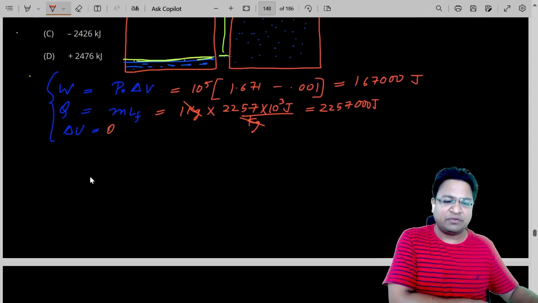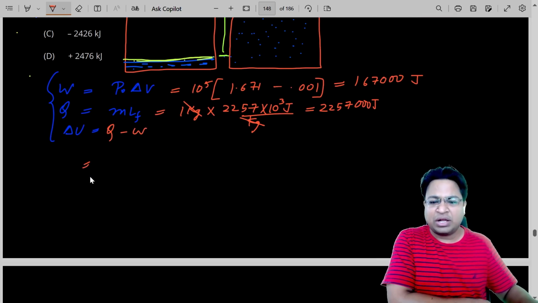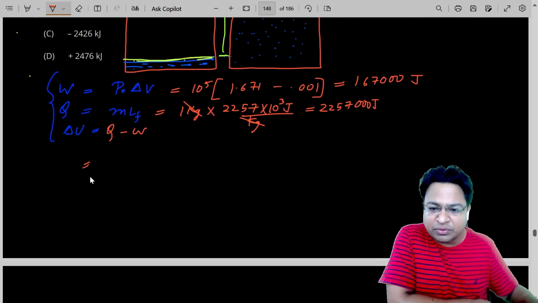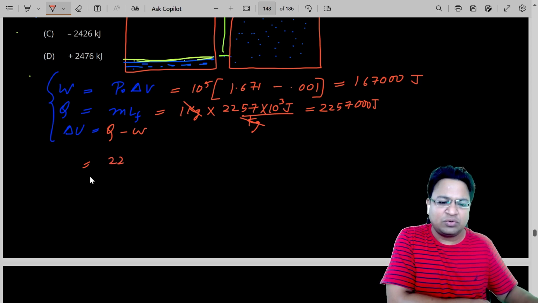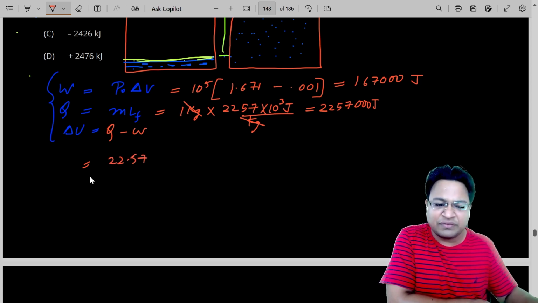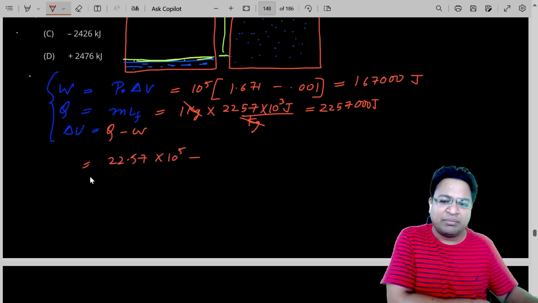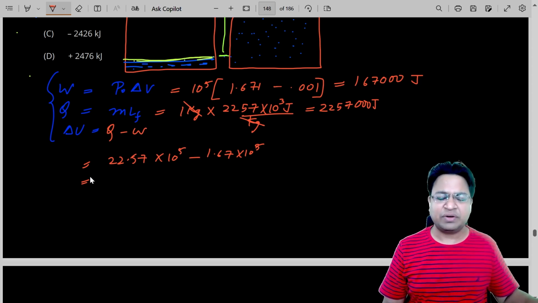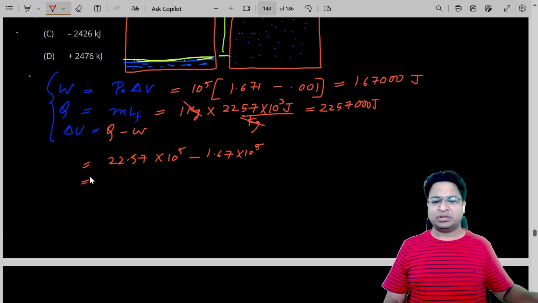Now delta U. How do we find delta U? So that would be Q minus W. So here it's 22.57 into 10 raised to power 5 minus 1.67 into 10 raised to power 5. So that is close to how much? Like 0.57, 1.57 is 21.